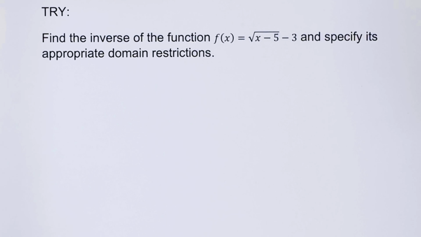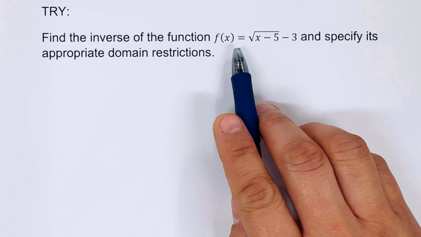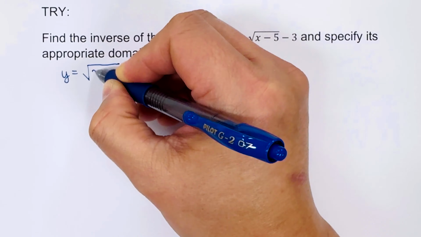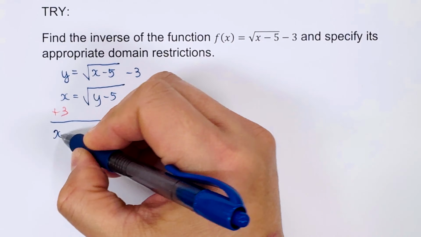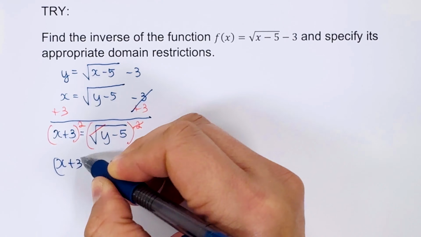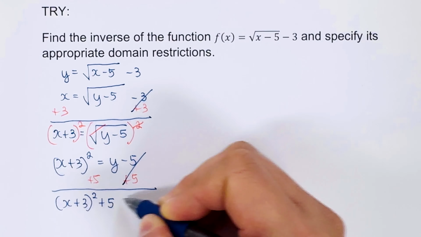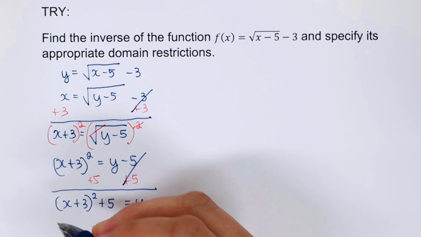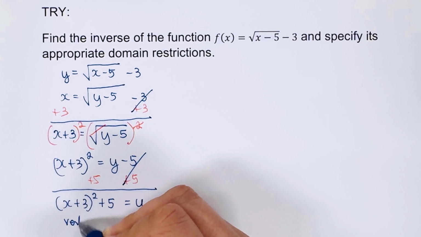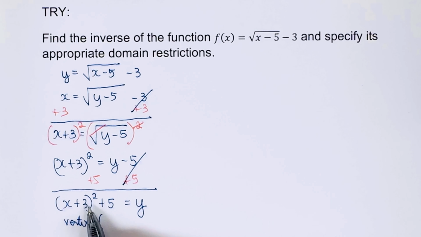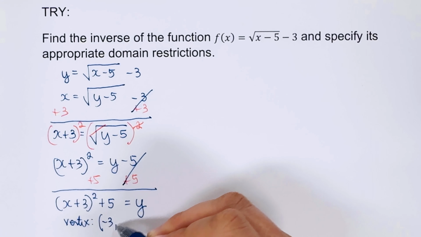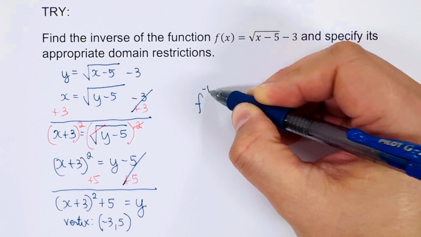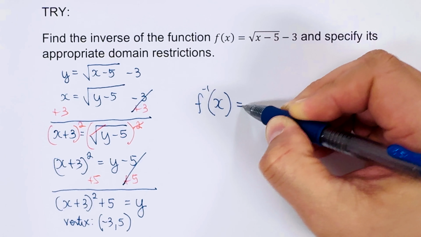Okay, so let's go over this problem here. We are going to find the inverse for this. So I'm going to go ahead and show the work down here. Looking at this equation that we have right here, we remember that our vertex is located at negative 3, 5. This tells us that our inverse for this function would be f negative 1 of x is equal to this one right here.